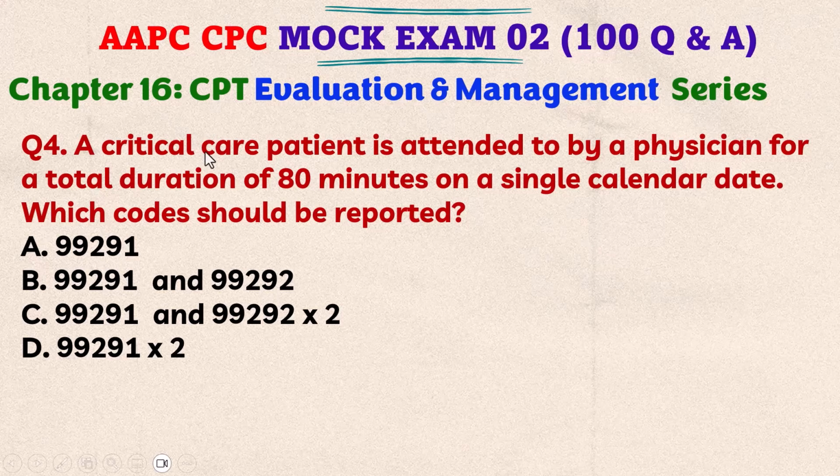Question number 4. A critical care patient is attended to by a physician for a total duration of 80 minutes on a single calendar date. Which code should be reported? So there are 4 answers available. Take your CPT code book and find the answer. Here you have to highlight this is a critical care patient and the duration of care is 80 minutes. Once you look at the answers, all answers are adjacent codes, so you can use the elimination method.